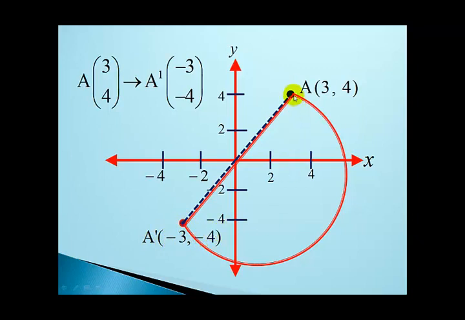So the angle is 180 degrees. That is why the line between A and A prime is a straight line, because the angle the straight line makes is 180 degrees.